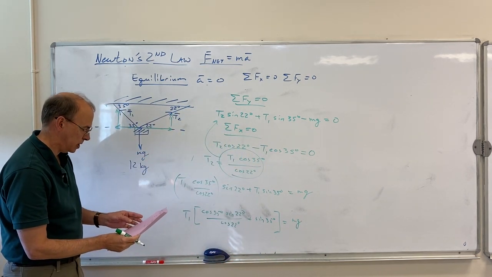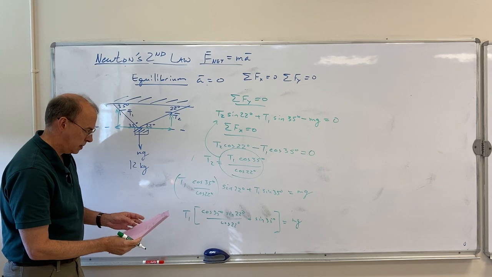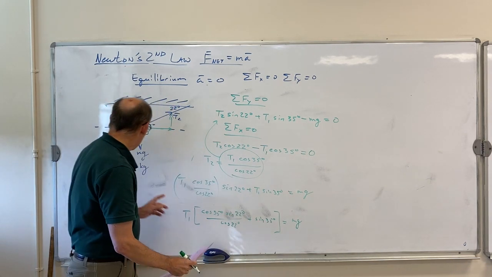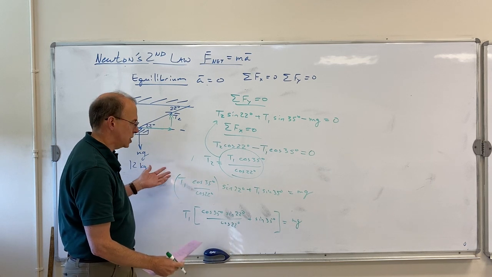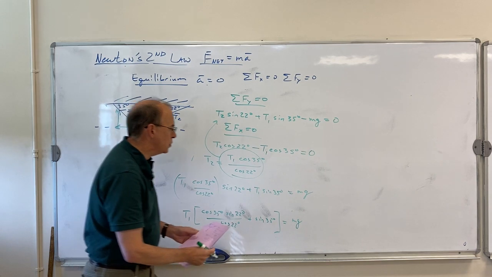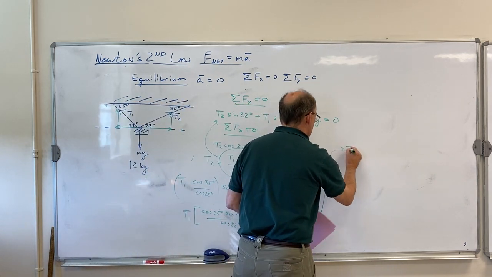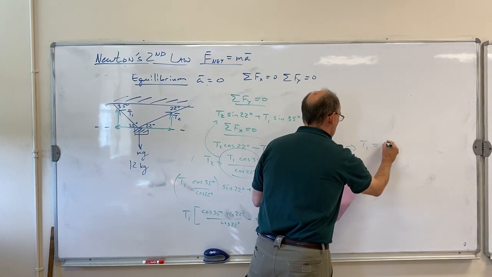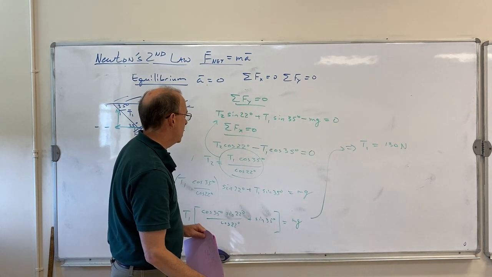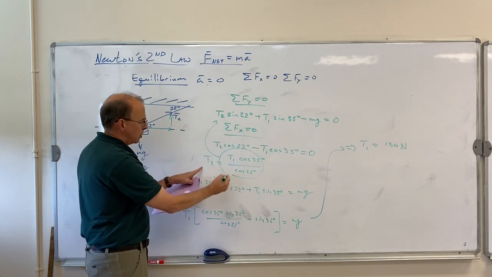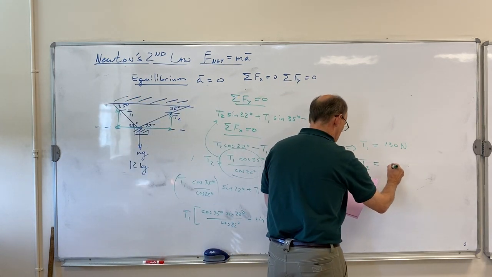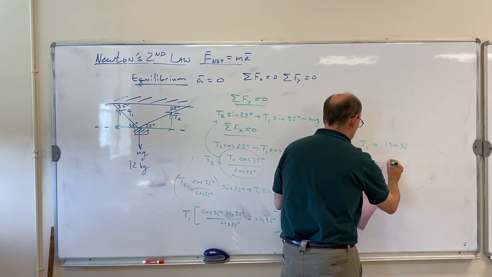Checking my notes to make sure I did that right. Yeah. So T1 is mg, where m is 12 kilograms, g is 9.8, divided by all of that. If you do that, this implies that T1 is 130 newtons. So you can do that to make sure that you know how. Once you know T1, you can plug it back in here and get T2. T2 is then 115 newtons.